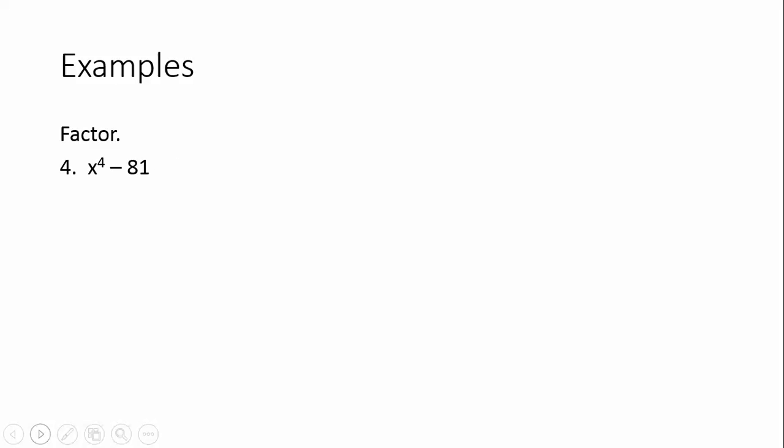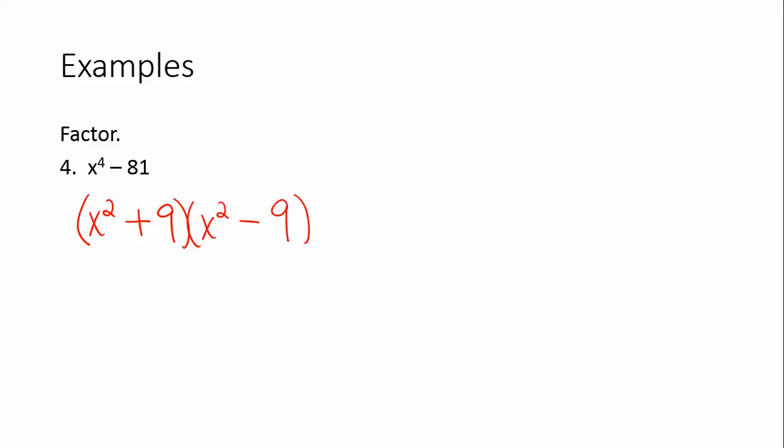Here we have, I notice immediately, no middle term. So is this a difference of squares? And yes, it is. X to the 4th, remember, is x squared times x squared. 81 is 9 times 9. And in a difference of squares, our signs are opposite.